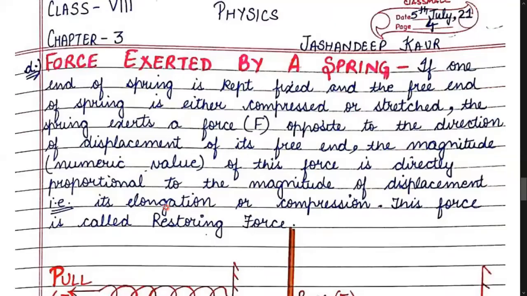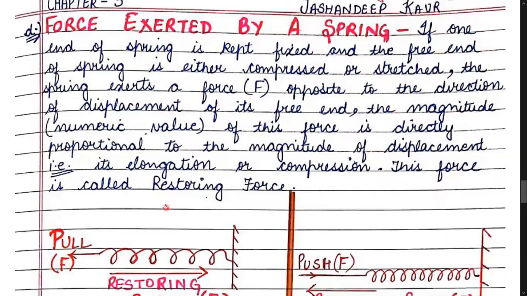Now comes the next force, that is the force exerted by a spring. Now children, if one end of the spring is kept fixed, suppose we keep one end of the spring fixed and the other end is free to move. So if you pull the other end, you can either stretch the spring or you can compress the spring, as shown to you in the diagrams also.